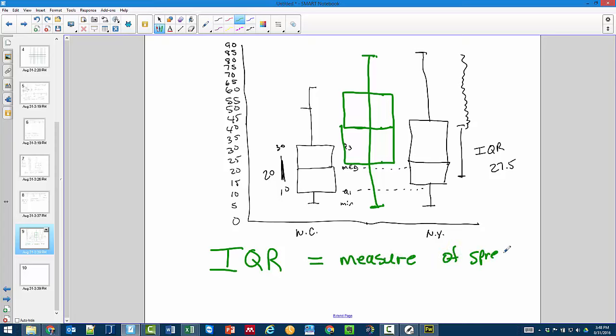So again, interquartile range is another measure of spread. It goes along with the minimum, the maximum, and the median, which is a measure of center, and with quartile 1 and quartile 3, breaking it up into 4 parts. And next time we are going to take a look at standard deviation and how that applies to the pictures of the distributions that we've been looking at.